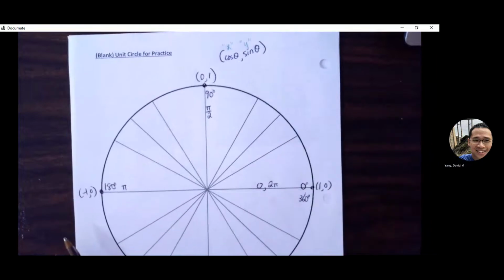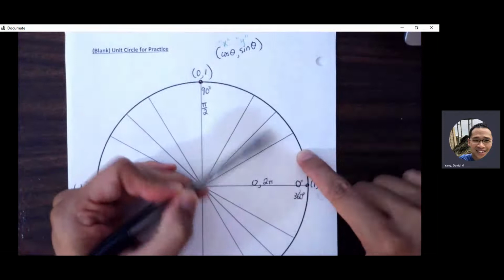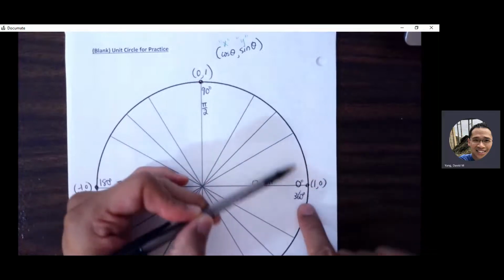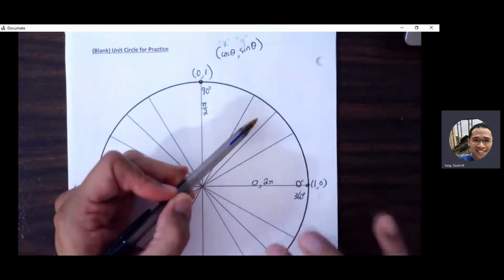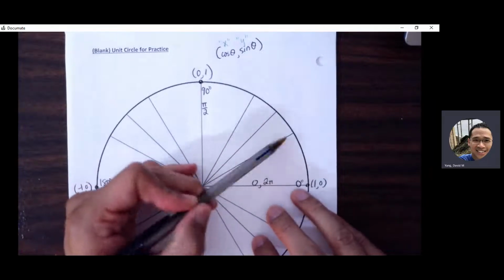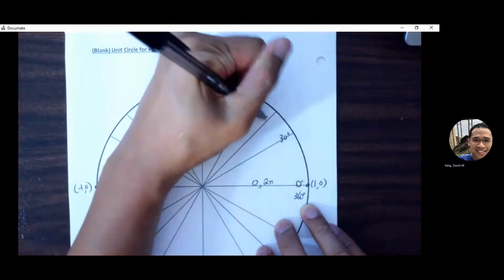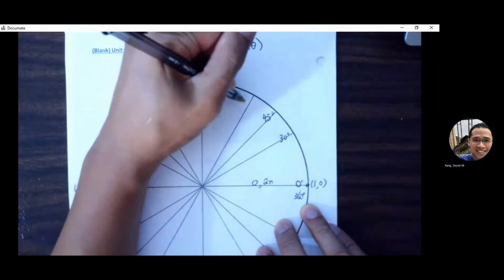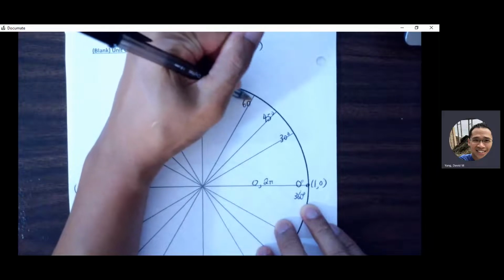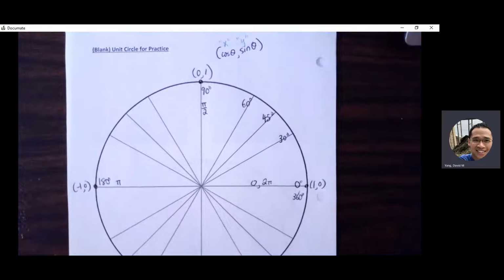Now, these special angles here, these are all variations of a 30-60-90 triangle or a 45-45-90 triangle. So this is 30 degrees, 45 degrees, and 60 degrees.